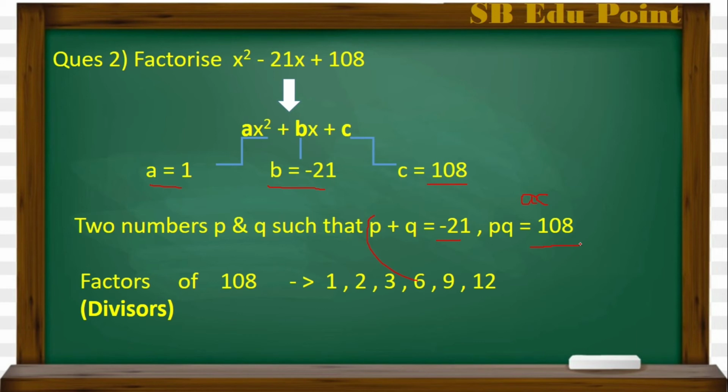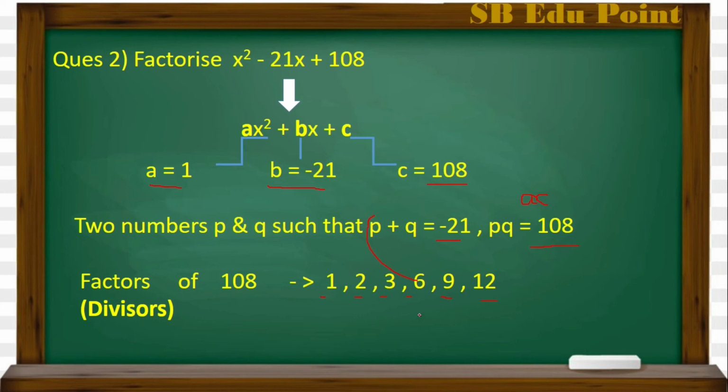Now you will get the reason why I have told you to get the factors for this number, because it's quite a difficult task for you all to figure out two numbers. So it's easier if you find the factors. So the factors of 108 are 1, 2, 3, 6, 9 and 12. And the two numbers will always be two factors of 108. So now carefully see what will be the combination of two factors.